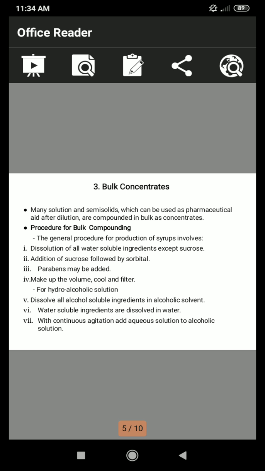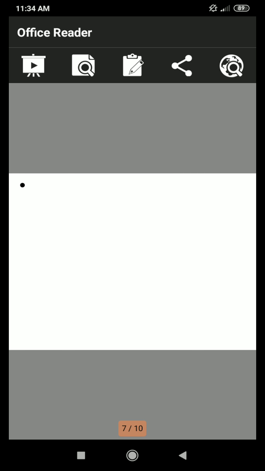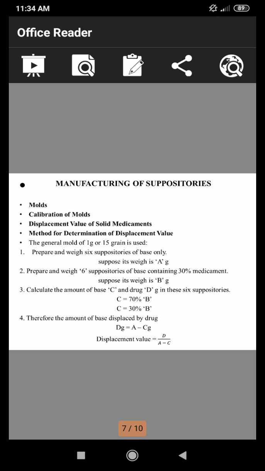Then commercial production of emulsion. The emulsifying machines can be put into the following 4 classes: mixers, homogenizers, colloid mills and ultrasonic emulsifiers. In the previous lecture we have seen mixers, homogenizers, colloidal mills, ultrasonic emulsifiers and ointment. Then the last point, manufacture of suppositories. In that, mold, calibration of molds, then displacement value of solid medicament we have seen in the previous lecture.